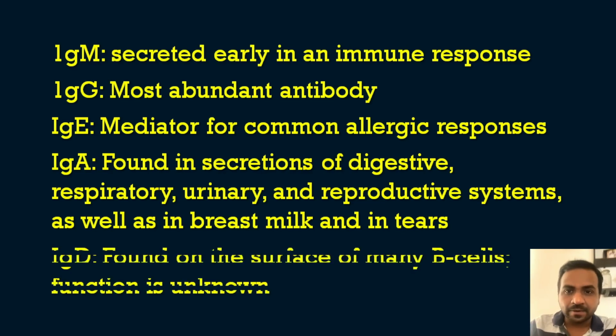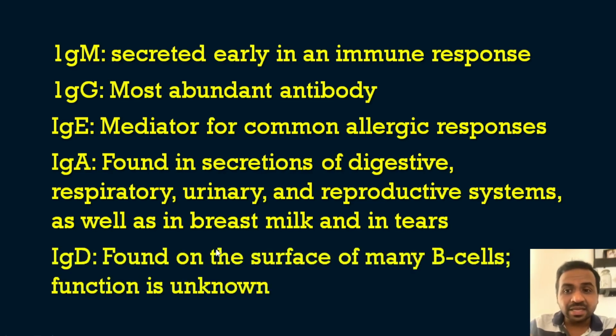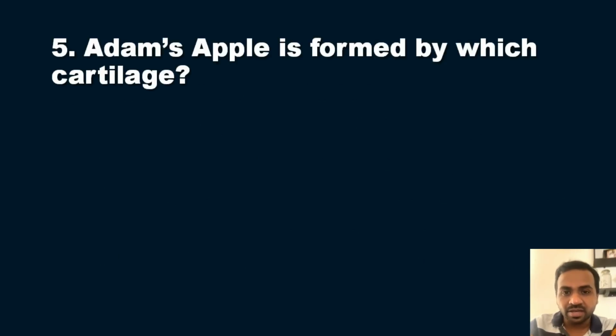You can thoroughly learn about these immunoglobulins later. Then IgD, that is found on the surface of many B cells, and its function is mainly unknown. Okay, so now we will move on to the next question in the series, the fifth question.